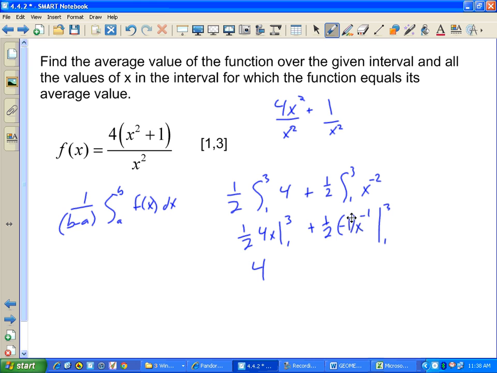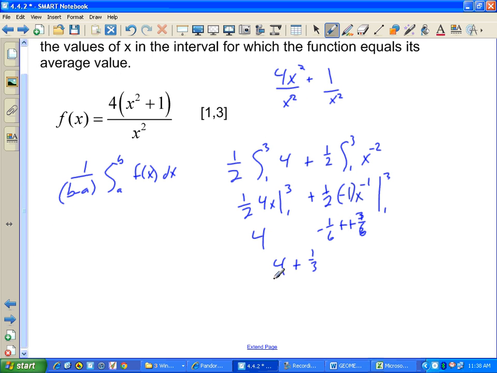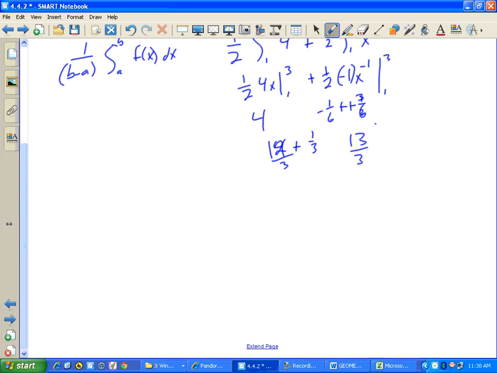Here I'm going to have negative 1/3 times a half, which is negative 1/6, minus negative 1 over 1, which is negative 1 times a half, so minus negative 1/2, which is 3/6. So that gives me 2/6, which is 1/3. So I got 4 plus 1/3, which is the same as 12/3 plus 1/3, 13/3. So that's my average value.